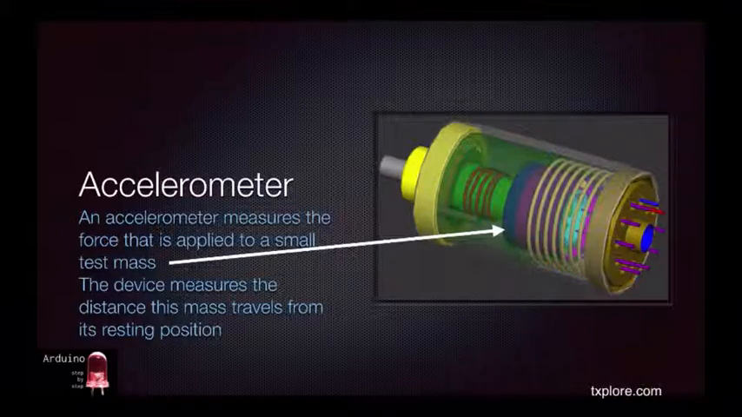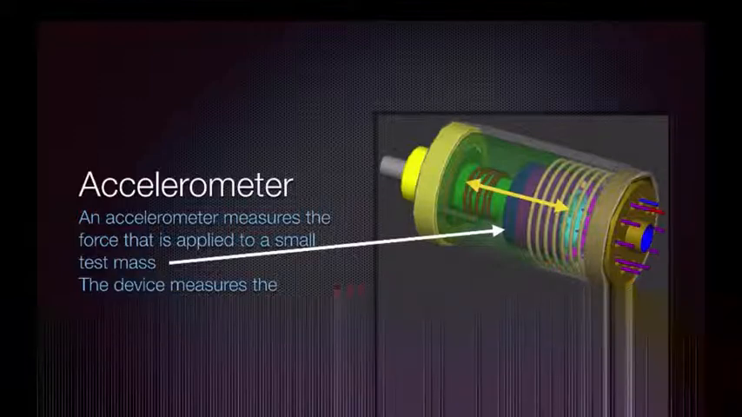This test mass is placed inside a device and is held in place by one or more springs or something equivalent. As gravity or other forces are applied on the test mass, they make it move towards a particular direction. The device measures the distance this mass travels from its resting position. The longer the distance, the stronger the force.